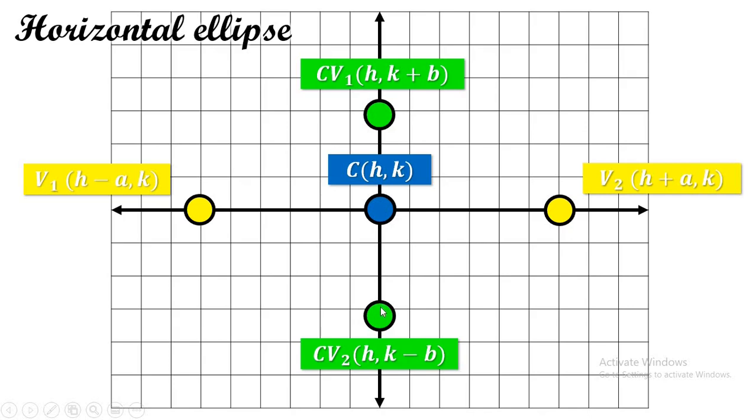If it is a movement below, that is subtraction. And what value are we going to use? Of course, the value of b, which is assigned to plotting the co-vertices.